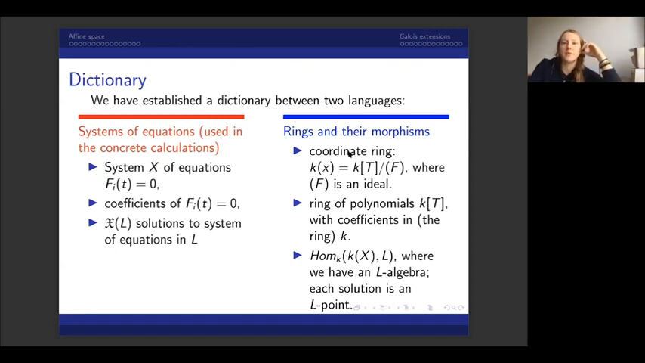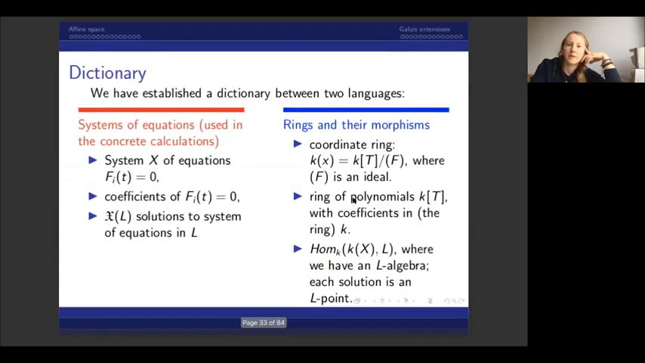So you have rings and their morphisms. When you have a system of equations, you define a coordinate ring, where f now is an ideal. The coefficients of fi of t correspond to a ring, and you have a ring of polynomials K of t with coefficients in K. And now the solutions correspond to a K-algebra homomorphism. And each solution is an L point here. So this is the dictionary, and this is going towards the language of schemes.